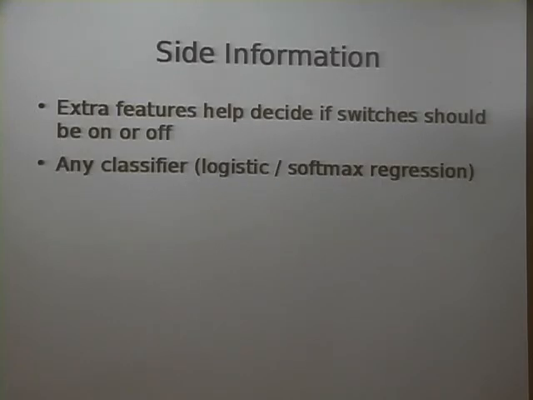Side information. I mentioned this before. We need to include some extra features to help decide if these switches should be on or off. And we're going to use basic classifiers here, so logistic or softmax regression. In particular for the observations, we're going to look at the errors with our observation models, our appearance models, and that will give us our indication of whether we should turn them on or off.